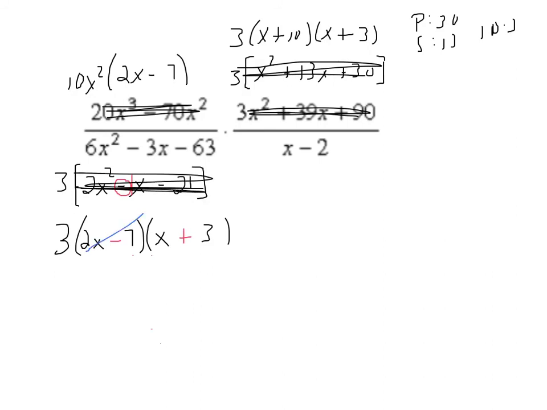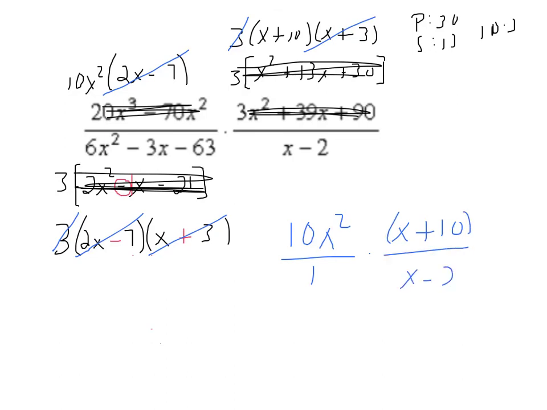I have a 2x minus 7 here, and vertically I also have 1, so I can cancel that out. I have a 3 here, and diagonally I have another 3, so I can cancel that out. We have an x plus 3 here, and diagonally an x plus 3 there, so we can cancel that out. So that would leave us with 10x squared over 1, because everything canceled below. We have an x plus 10 and an x minus 2.